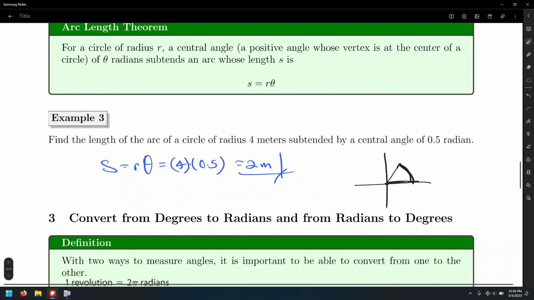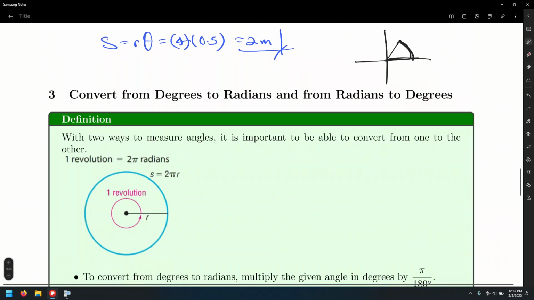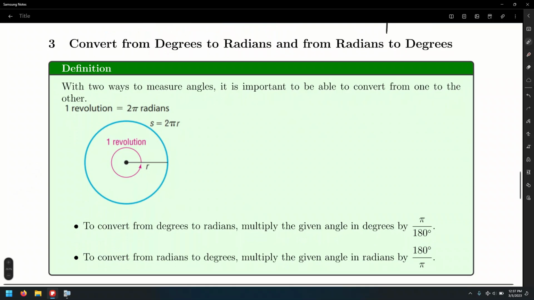So there has to be a way to do the conversion, just the same way we convert between meters and centimeters, or kilometers and miles. So we need to find a way to get that conversion. So converting from degrees to radians and vice versa. Here are the conversion factors.